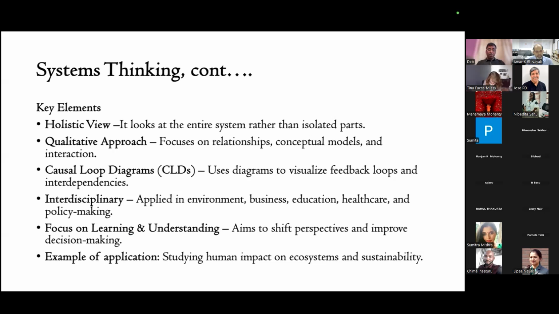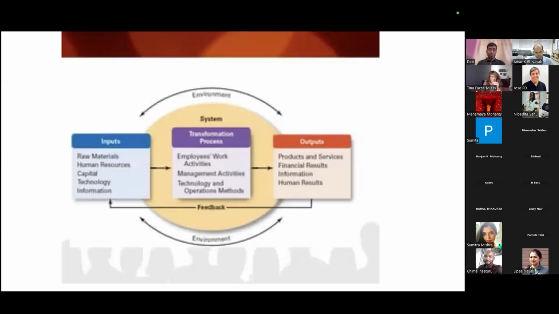It uses a diagram to visualize the feedback loops and interdependencies, and it's interdisciplinary, applied in environment, business, education, healthcare, and policymaking. It focuses on learning and understanding. It aims to shift the perspective and improve decision making. Examples can be studying human impact on ecosystems and sustainability.